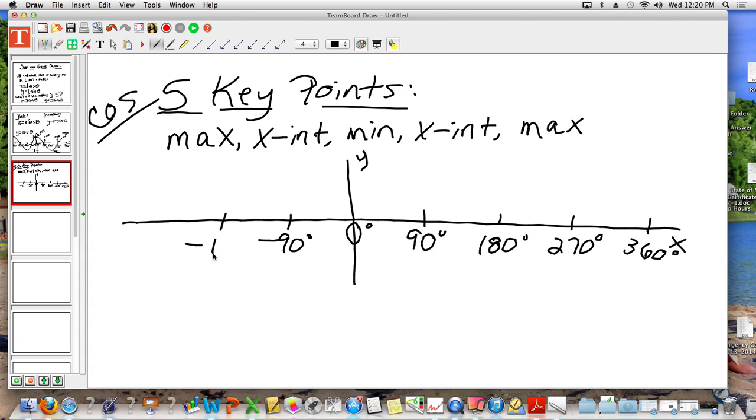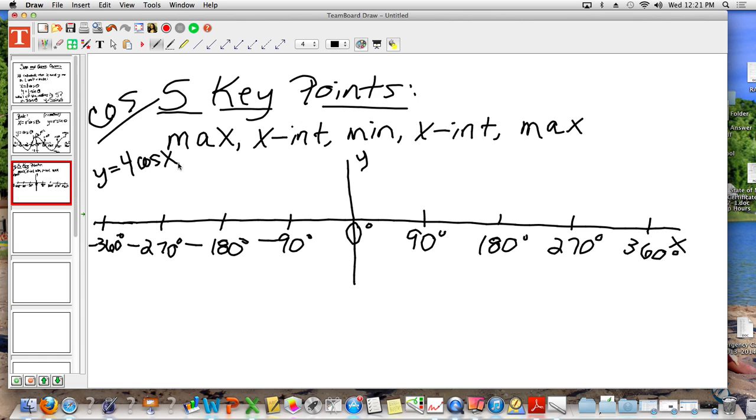Negative 90, negative 180, negative 270, and 360. And let's graph y equals 4 the cosine of x, or 4 cosine of theta. X and theta mean the same thing, so sometimes I might use theta, sometimes I might use x.